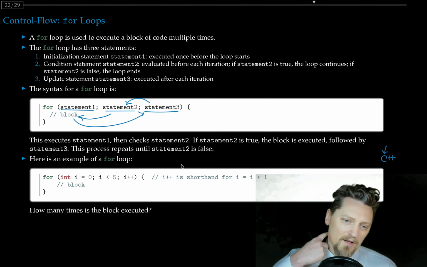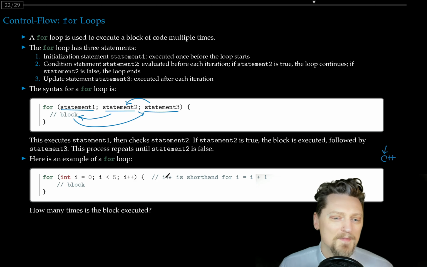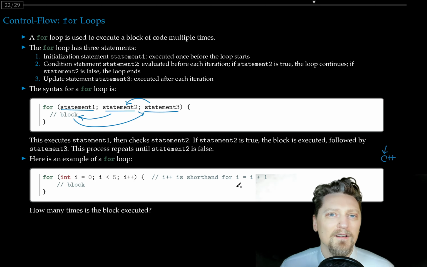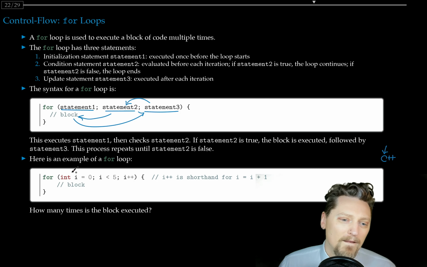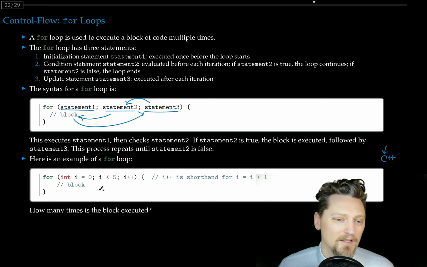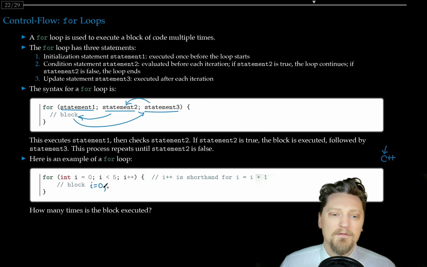Okay, so how many times is this block going to be executed? Let's think about it. It's going to initialize i equals 0. Then we're going to evaluate our condition statement, i less than 5. 0 is less than 5, so that's going to be true. So we're going to execute the block. We'll do it for i equals 0. It will run through the block. Okay, great. Ran the block.